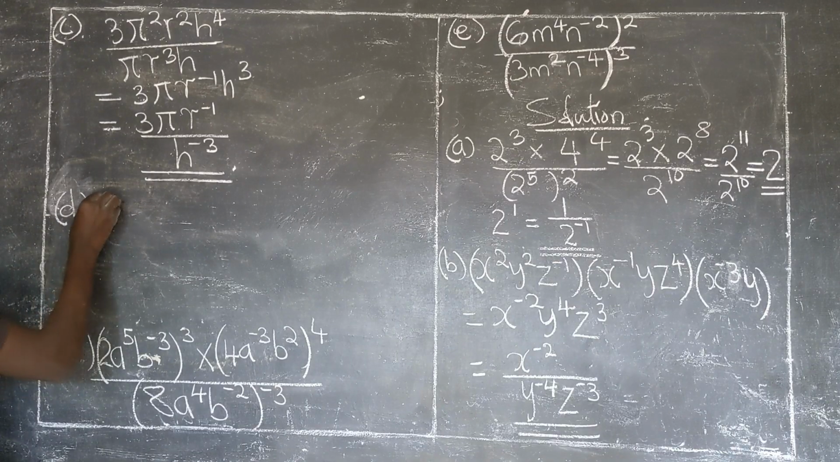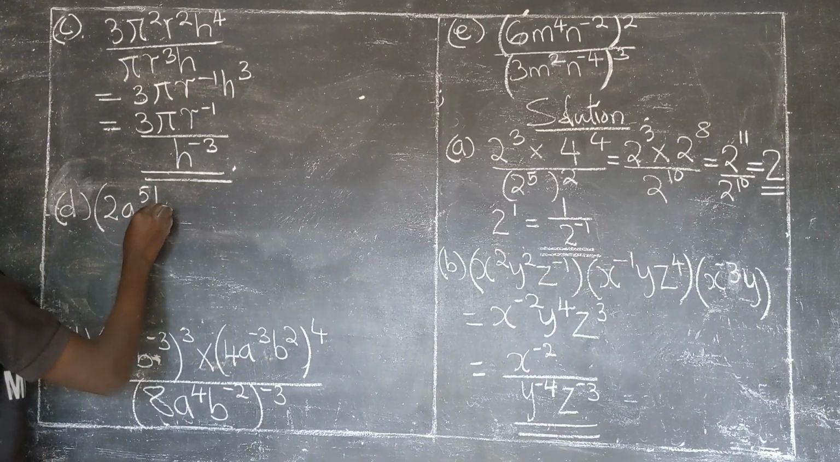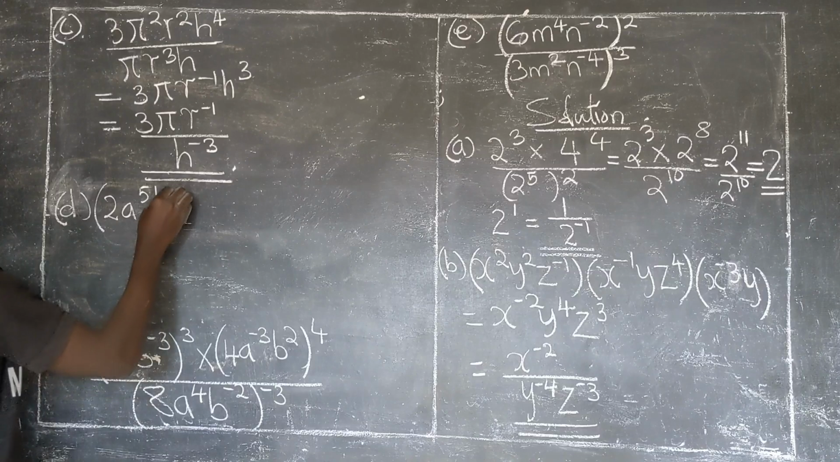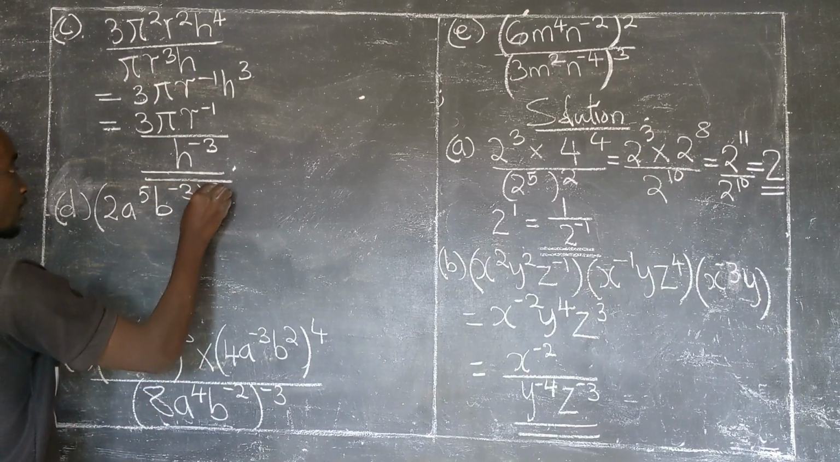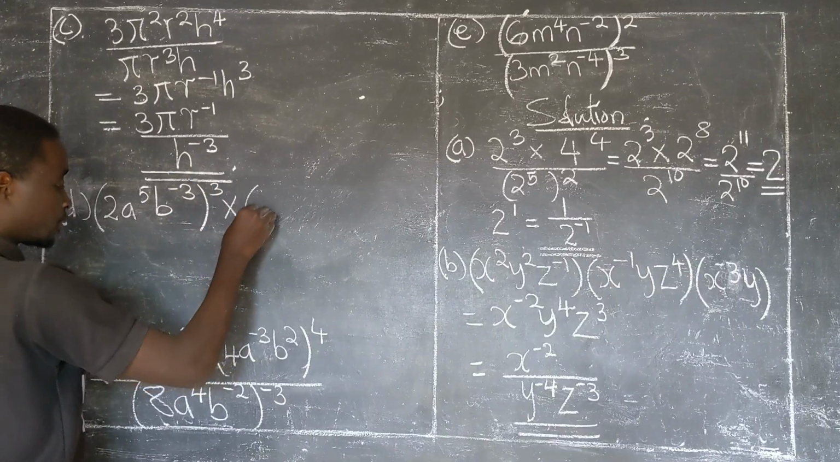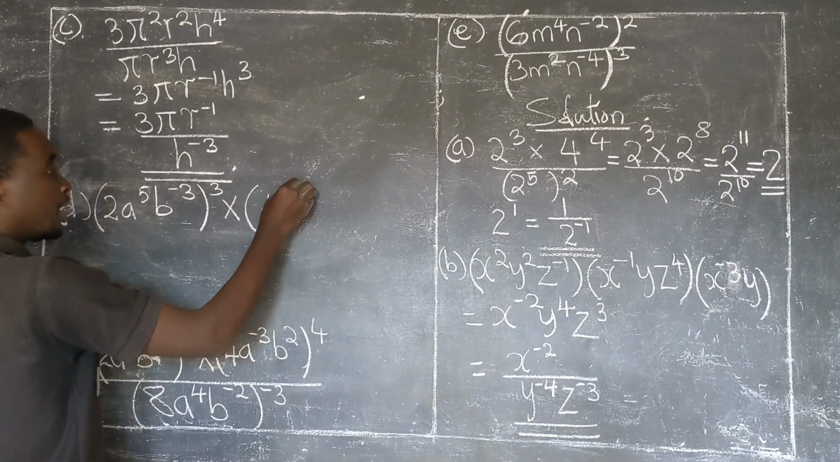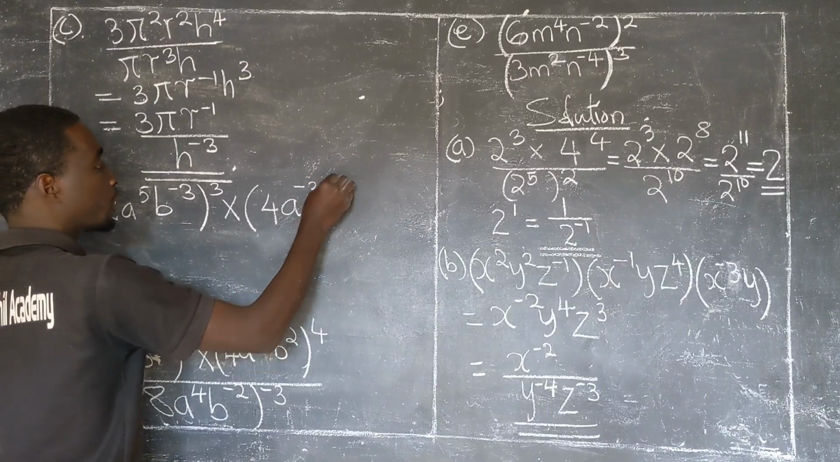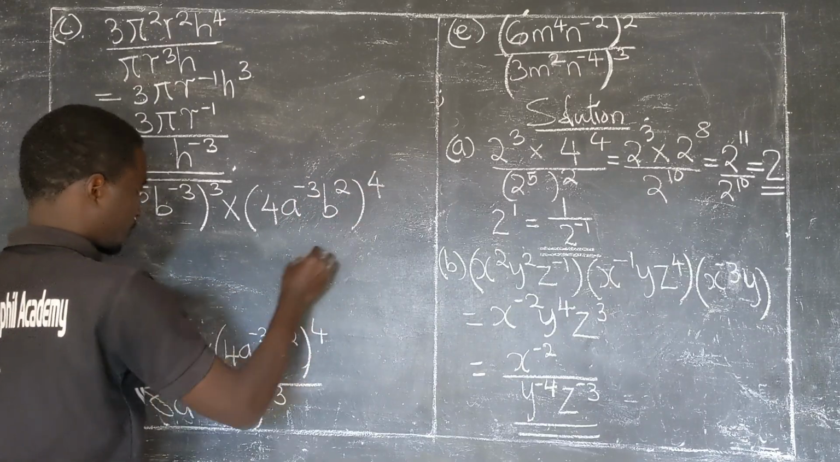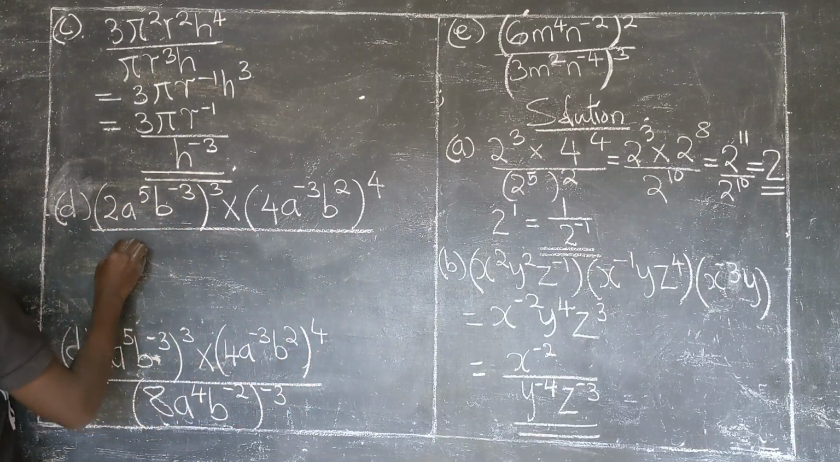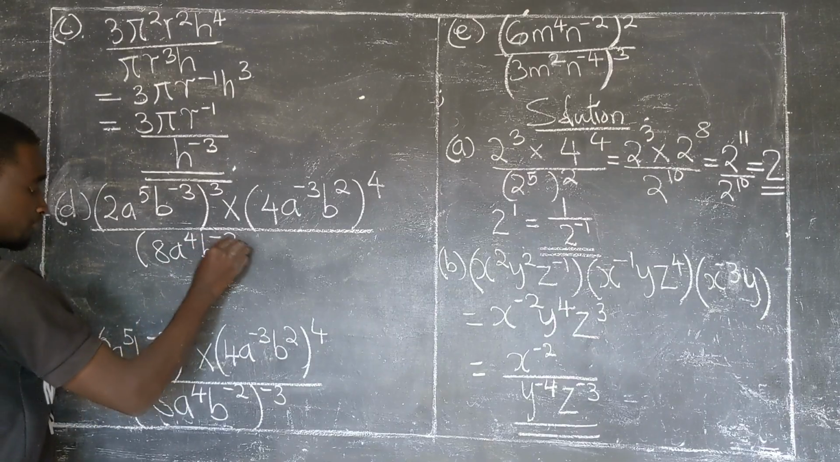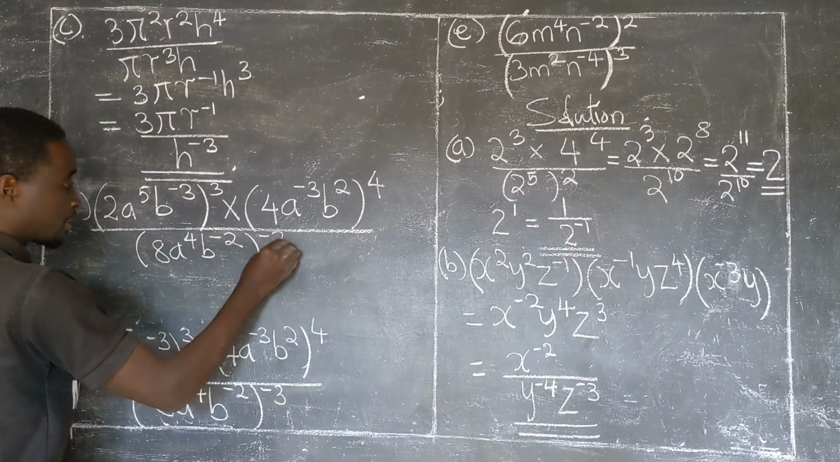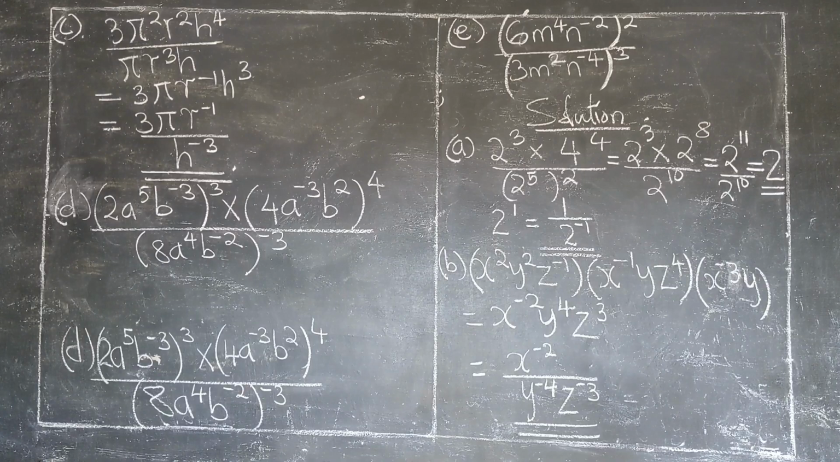In part D we are given [2a raised to 5 times b raised to negative 3] raised to 3 times [4a raised to negative 3 b] raised to 4 divided by [8a raised to 4 b raised to negative 2] raised to negative 3. This is what you are given in part D.